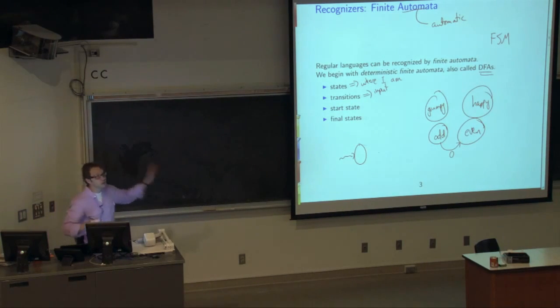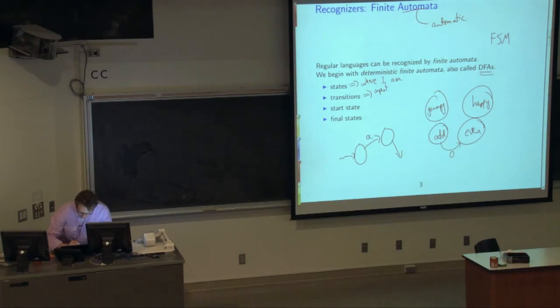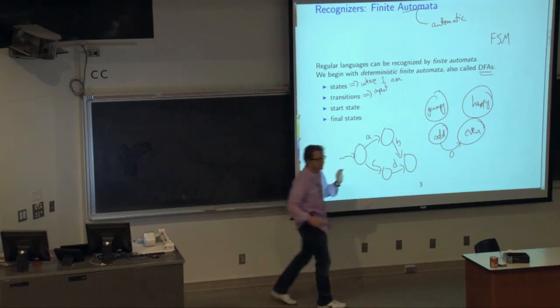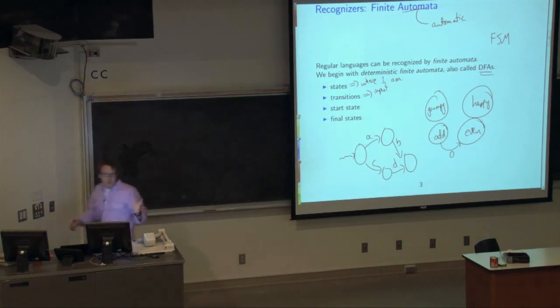So this is going to indicate where to start, and then I can have transitions out like this, and maybe I put A and B and C and D like that. So here is a finite automata with four states and some transitions.